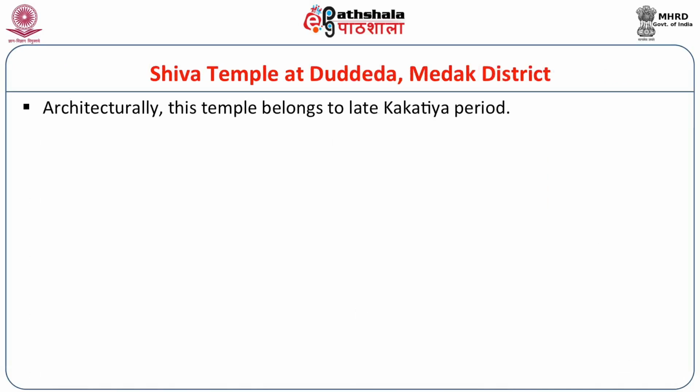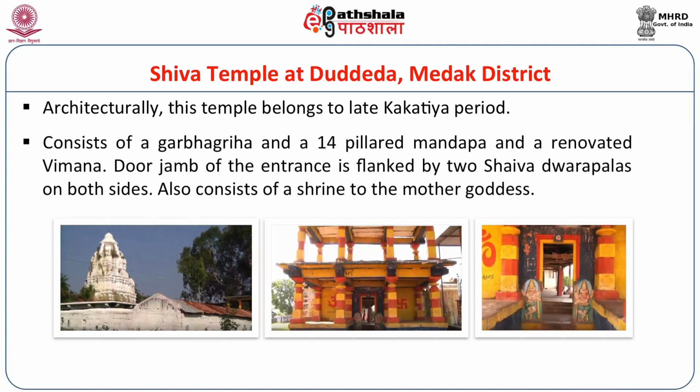The Shiva temple at Dudhera, Medak district. Architecturally, this temple belongs to the later period, the late Kakatiya period, consisting of a Garbhagriha and a 14-pillared mandapa and a renovated Vimana. The door jamb of the entrance is flanked by two Shiva Dwarapalas and also consists of a shrine dedicated to Mother Goddess.